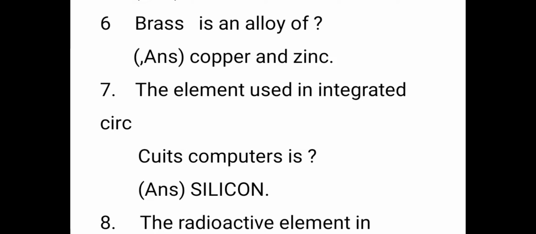The element used in the integrated circuits of computers is silicon. Silicon and germanium, purest forms, are important in integrated circuits used in computers. These are metalloids. Okay. The radioactive element for second stage reactors that gives uranium 233 is thorium.